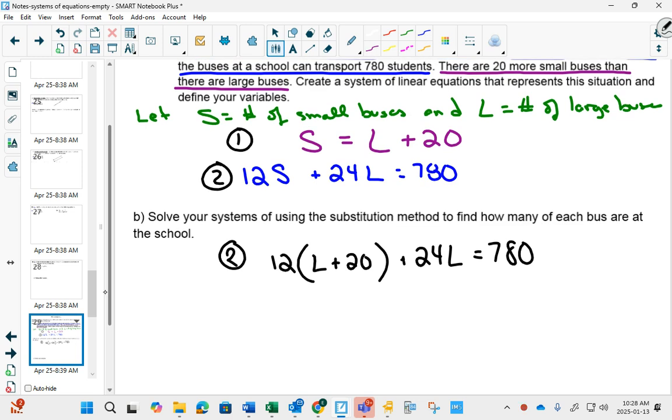And after you've substituted, now it's just a grade 9 solving equations question. Can you do all of your order of operations, combine your like terms? We want to get L by itself. So with the brackets here, I would say I can distribute. That will give me 12L plus 240 plus 24L equals 708.